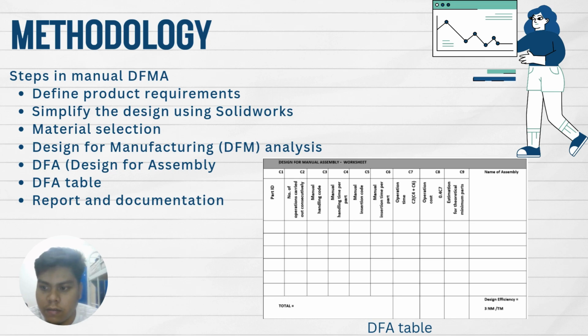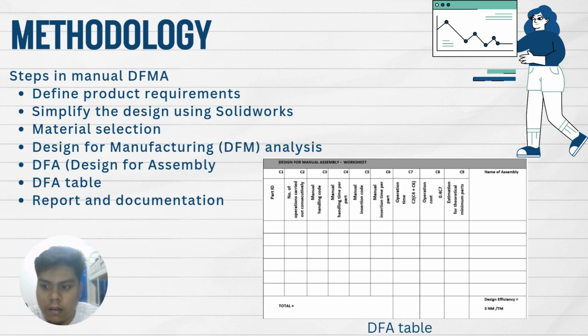And the third one is material selection. It is crucial to achieve a balance between cost, performance, and manufacturability. The material should not only meet the functional requirements but also align with the manufacturing process.